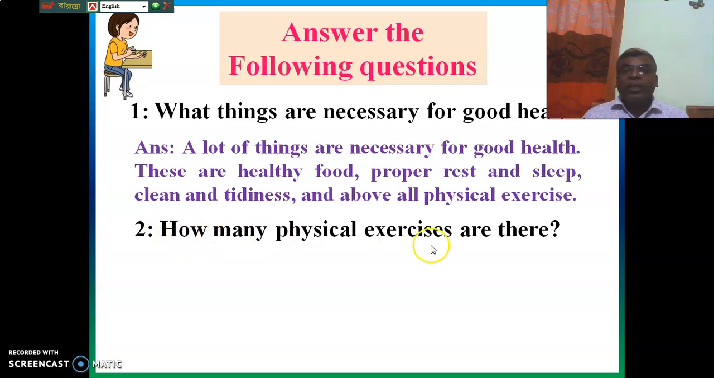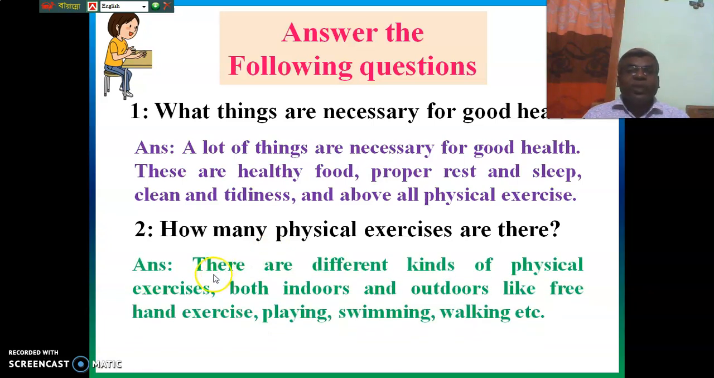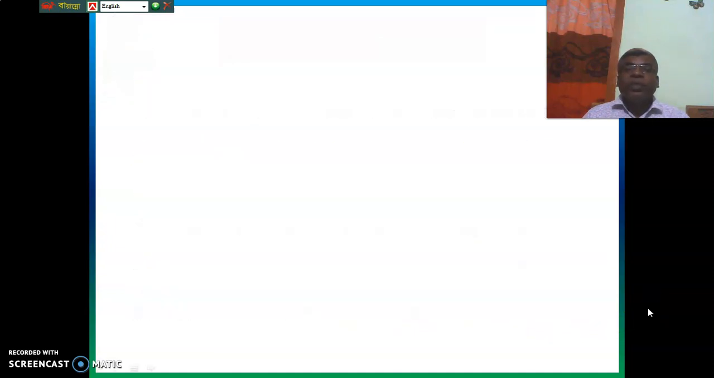How many physical exercises are there? কতগুলো শারীরিক কসরত বা physical exercise রয়েছে? Here is the answer. There are different kinds of physical exercise, both indoors and outdoors, like free hand exercise, playing, swimming, walking, etc. Now, another question.